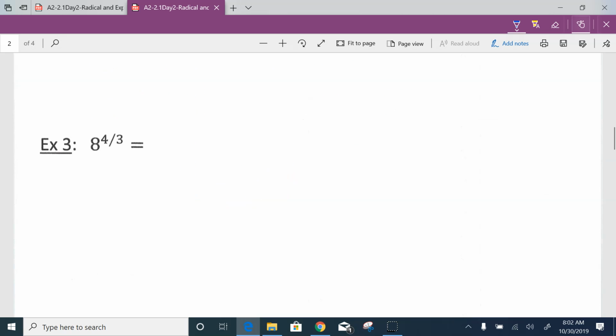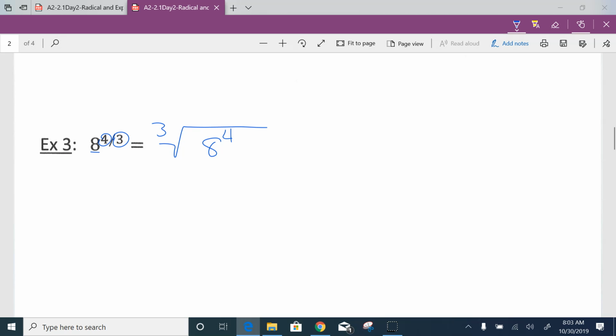If we have 8 to the 4/3 power, we can write it in radical form. You begin with a radical symbol. Remember, your base goes in the house. The numerator becomes the exponent inside with the base in the house, and the 3 becomes the root. So what we want is the cube root of 8 to the 4th power. Well, I have no idea what 8 to the 4th power is. I believe it's 4,000 something, but that's not really going to help me.